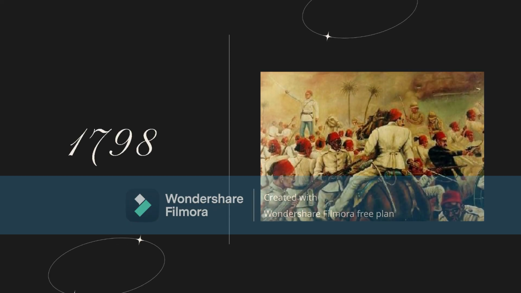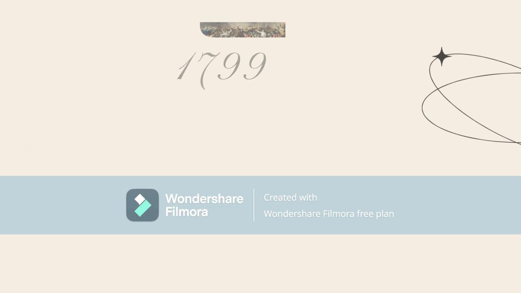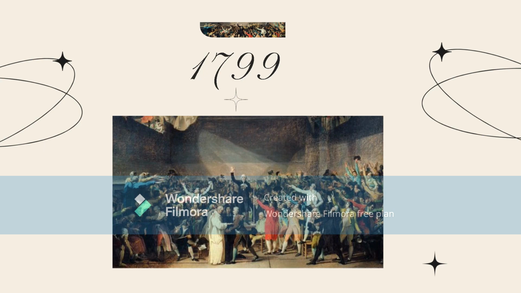In 1798, he launches the Egyptian campaign, attempting to challenge the British control of the region, but he ends up failing. In 1799, the Directory was a government in decline and was hated by the French, and they solicited Napoleon's return from Egypt. He helped to overthrow the government and establish a consulate, and became the de facto ruler of France.